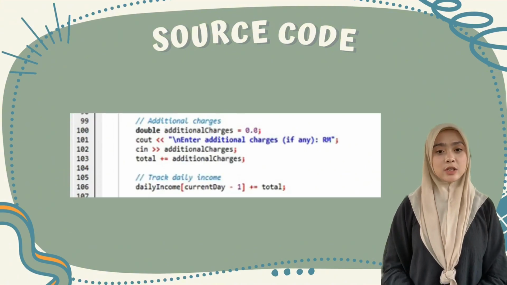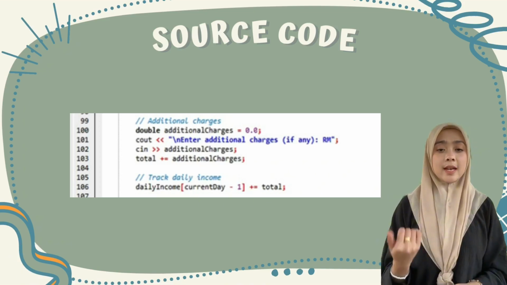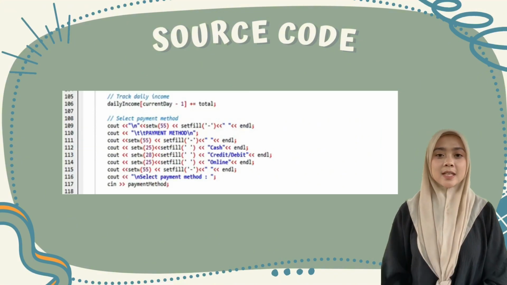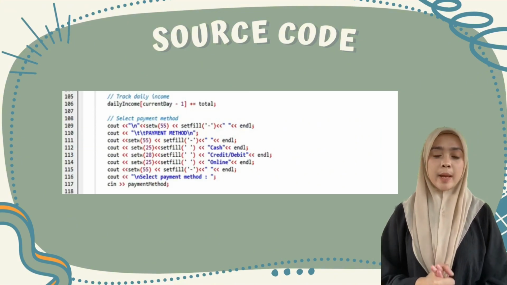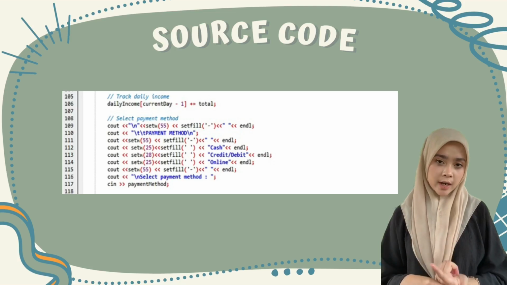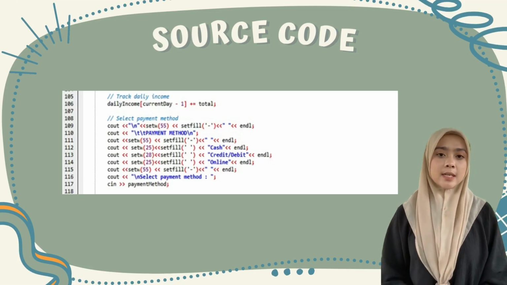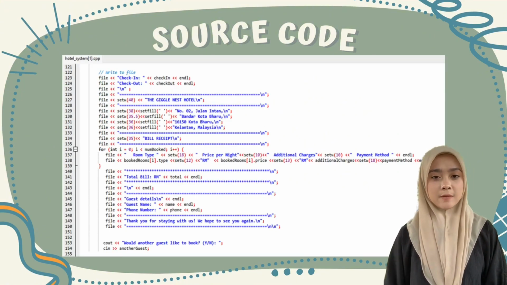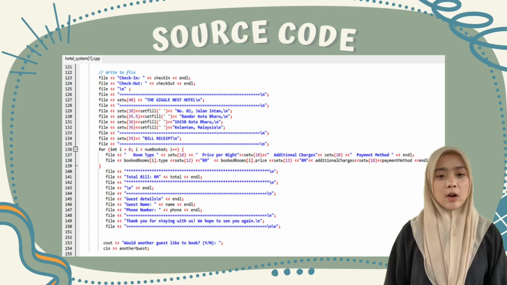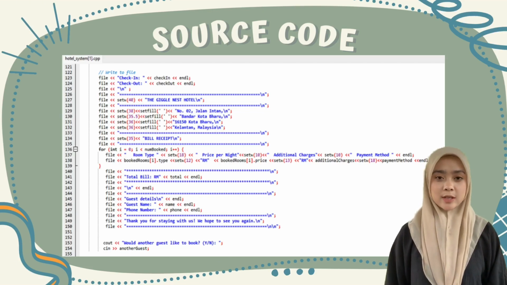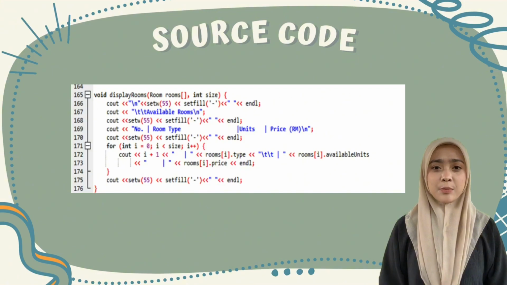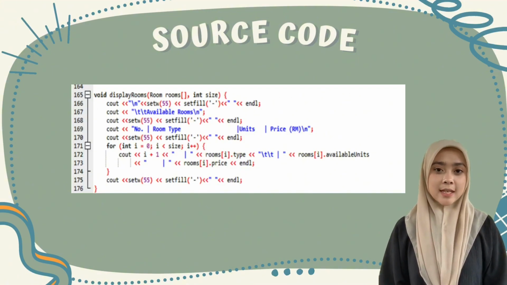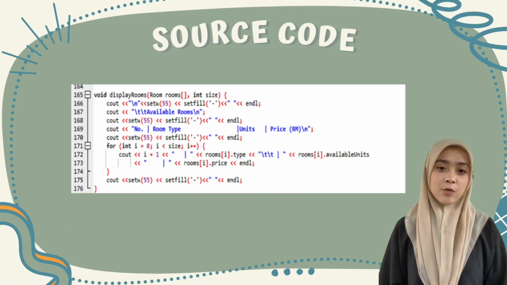If there are any additional charge, like extra service, the guest can input the amount, which is then added to the total bill. The program provides multiple payment options like cash, credit debit card, and also online. The selected method is saved and displayed in the bill. Guest details and receipts are saved to a file for record keeping, so that the hotel has a backup of all transactions. The display rooms function print all available rooms in a table format with their type, availability, and price. This ensures that guests can make informed decisions.